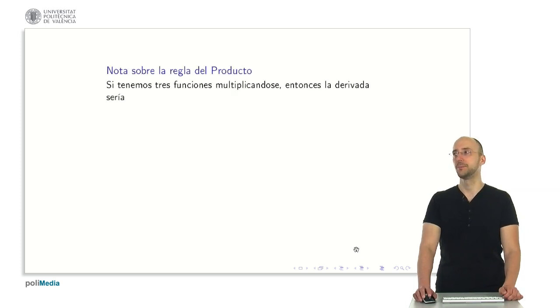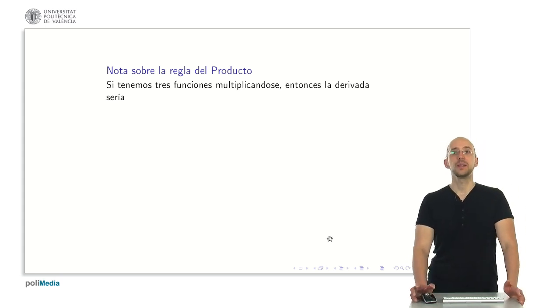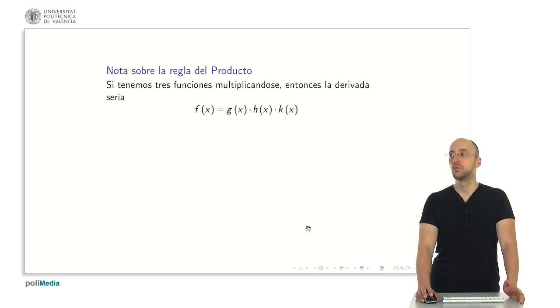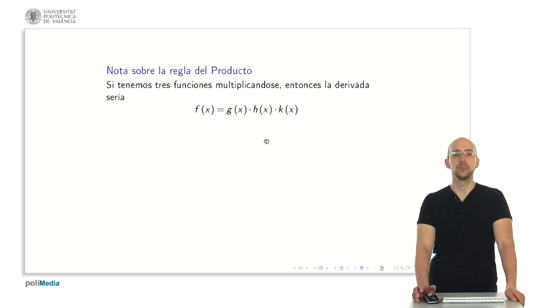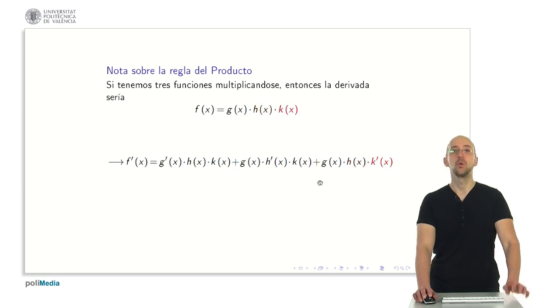A note about the product rule. What happens if instead of two functions multiplying each other, we have three? This result can be generalized in the following way. The derivative would follow this pattern. The derivative of the first function multiplied by the second and third without differentiation, plus the first one without differentiation, multiplied by the derivative of the second and multiplied by the third one without differentiating, plus the first and second without differentiating multiplied by the derivative of the third. This method involves differentiating one of the three functions while leaving the other two as they are, and then adding these three components together.